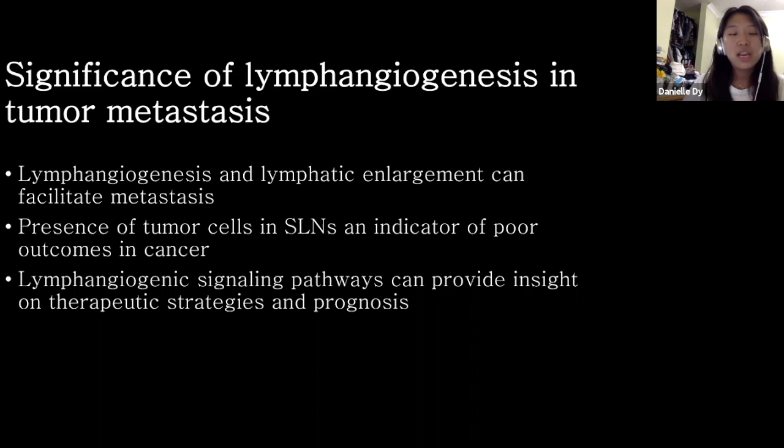So being able to study lymphatics, either in terms of their proliferation or their enlargement, can be an indicator that we can use in prognosis. Putting all this together, understanding the signaling pathways can provide us with insight on how we can develop prognosis as well as therapeutic strategies.